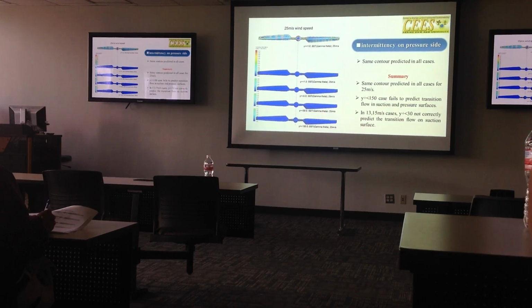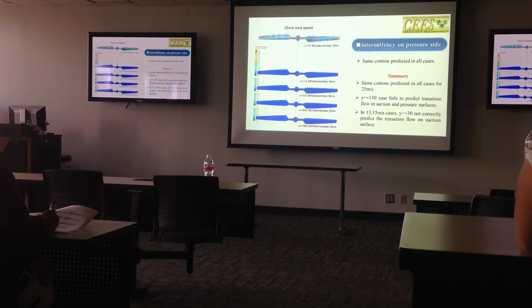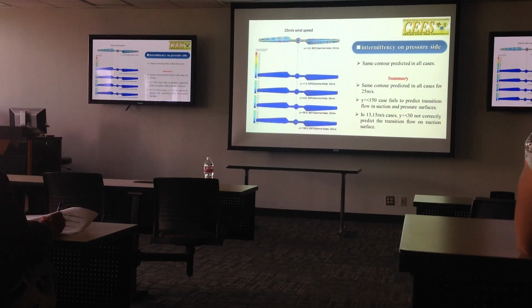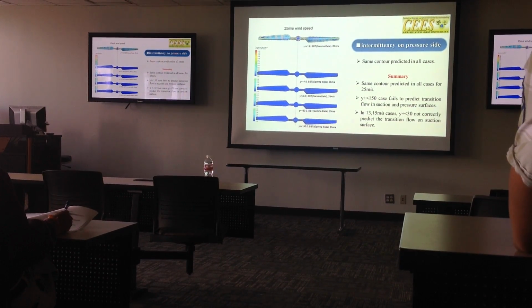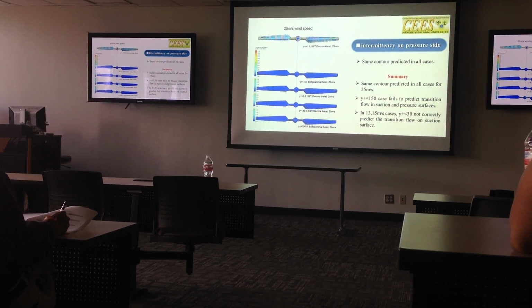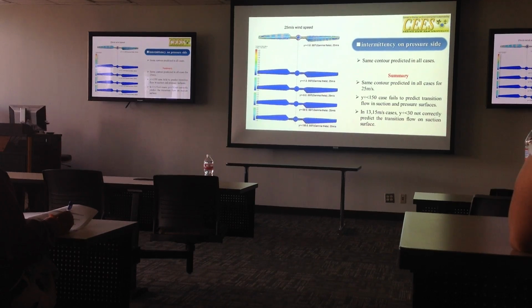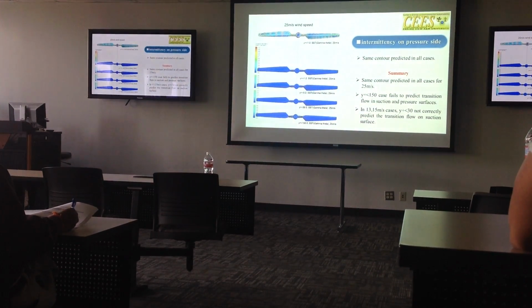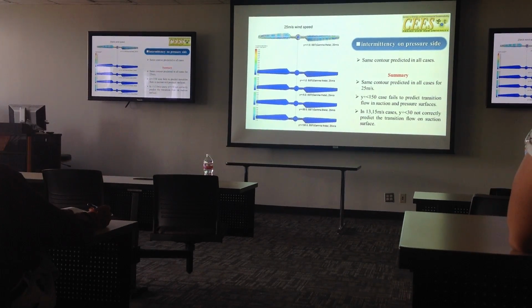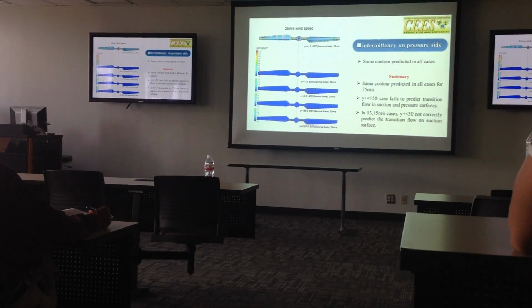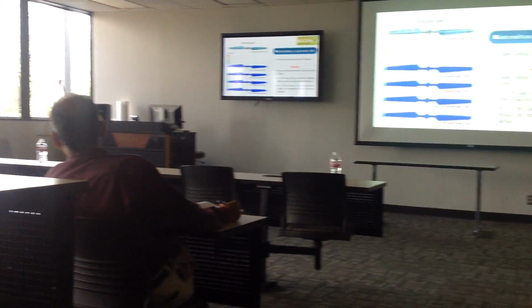So to sum up for this parameter, the same contour is predicted in all the 25 meter per second cases, and the y plus less than 150 showed inaccuracy in predicting the transition flow on both the suction surface and the pressure surface. In the other two cases, 30 and 15, the y plus less than 30 showed a little difference from the first two cases.